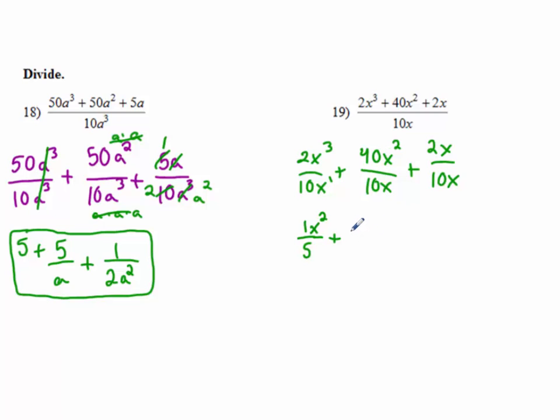40 divided by 10 is 4. And x squared over x gives us x, so that one doesn't end up with a fraction, because there would be like a 1 on the bottom, which we don't need. 2 over 10 is 1/5, and the x's cancel each other out, so that's just plus 1/5.